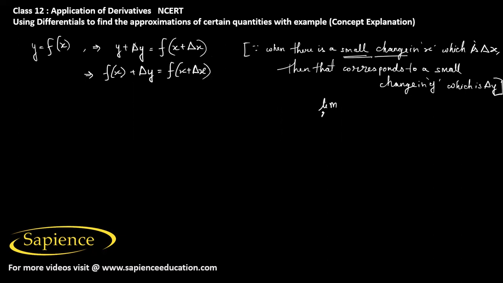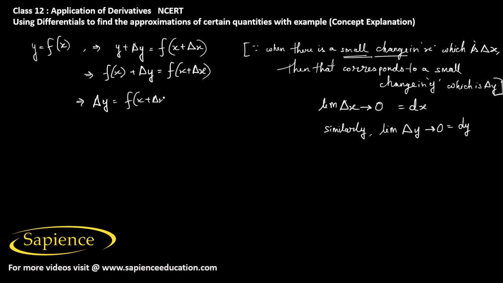So it means that limit delta x tends to 0. So this delta x can be written as dx also. Similarly, since the change in x is very small, the change in y also should be very small. So similarly, the limit delta y tends to 0, that can also be written as dy. So therefore this delta y can be written as f of x plus delta x minus f of x.